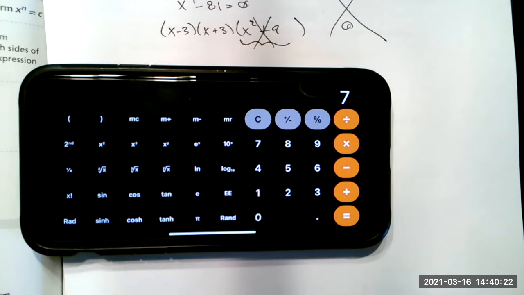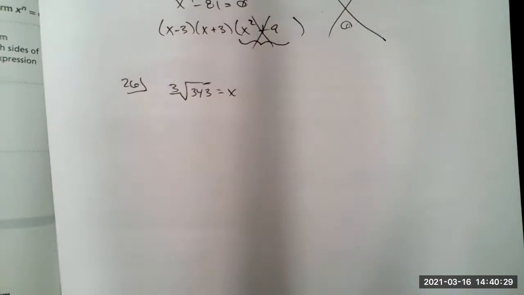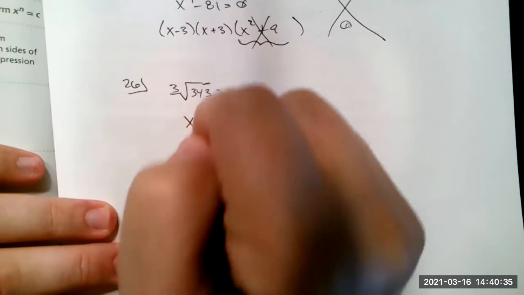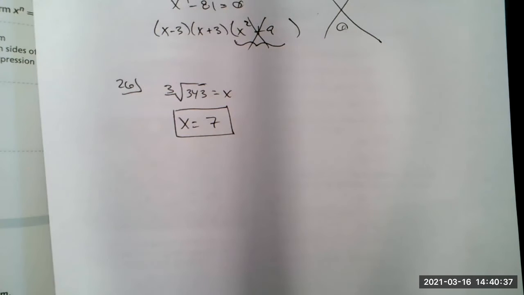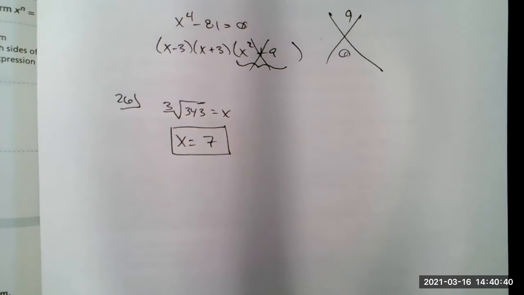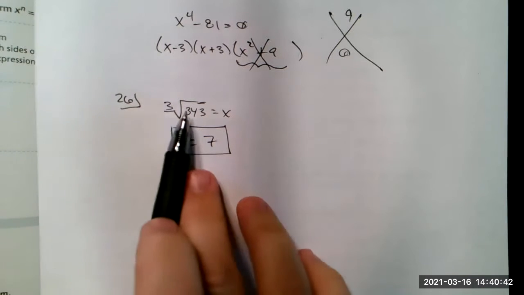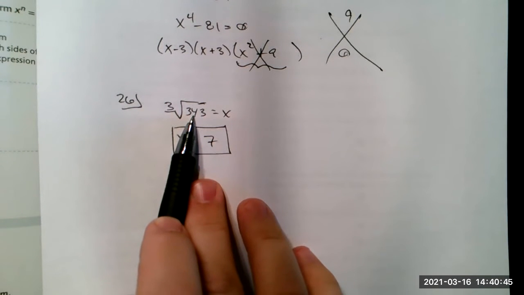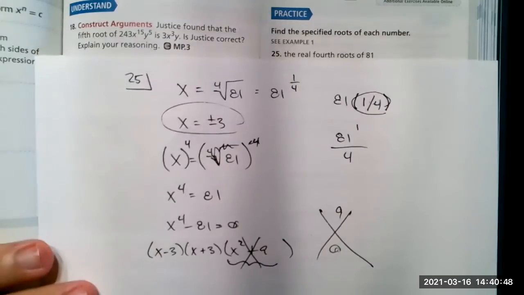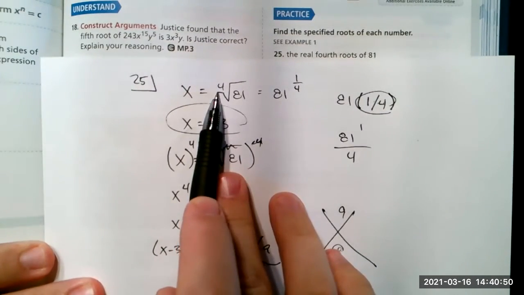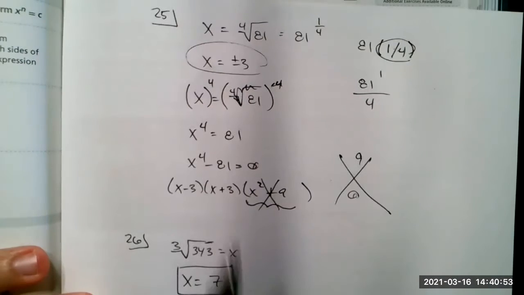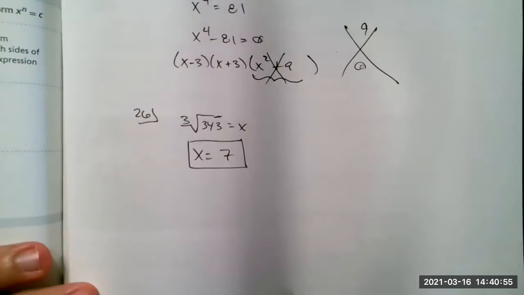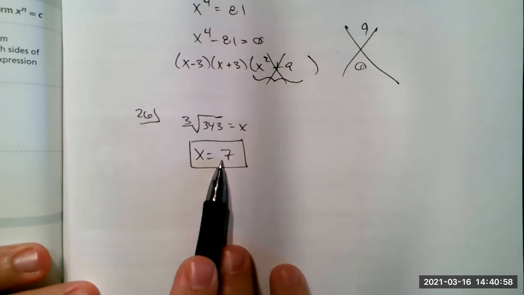This, and let me emphasize this as well, because number 25 had an even degree, so I had to take the positive and negative version. This is the cubed root. So this is an odd degree. So I'm not worried about it, it's not x equals positive and negative 7. It's just x equals 7. It's not like I can get negative 7 times negative 7 times negative 7 to equal positive 343. It doesn't work that way. So just keep that in mind. If you have an even degree root, you're going to have the positive and negative versions of the number. If you have an odd degree root, it's just going to be the positive version.